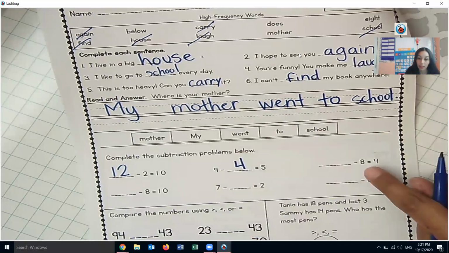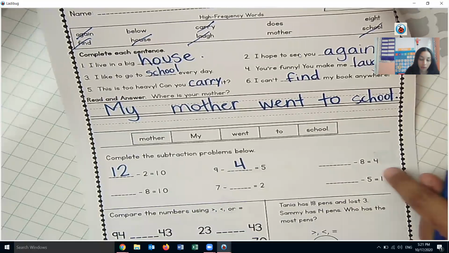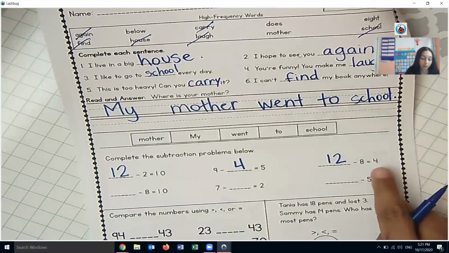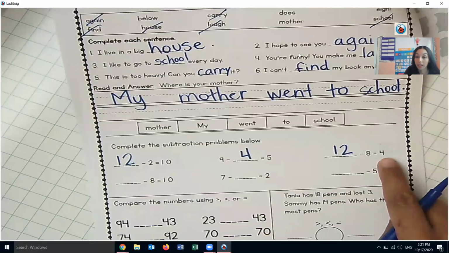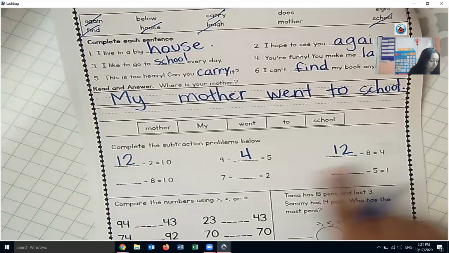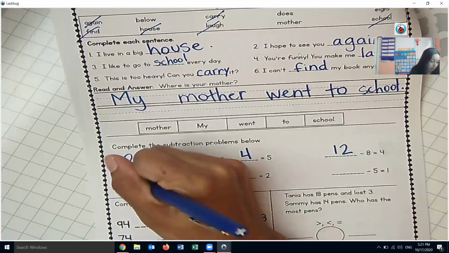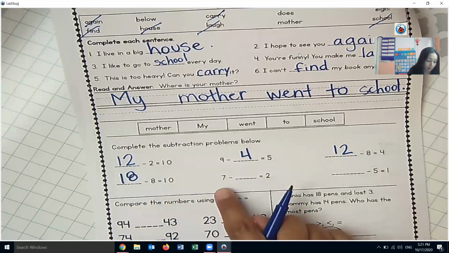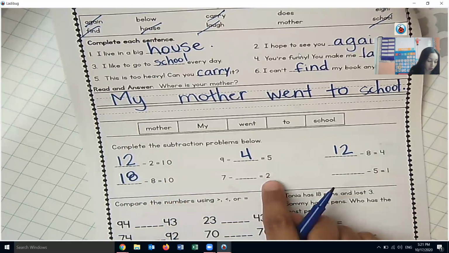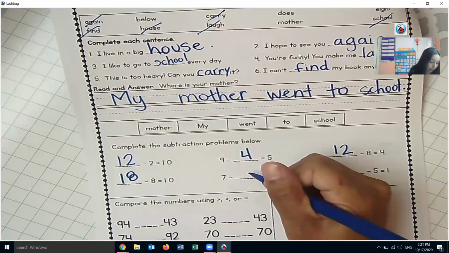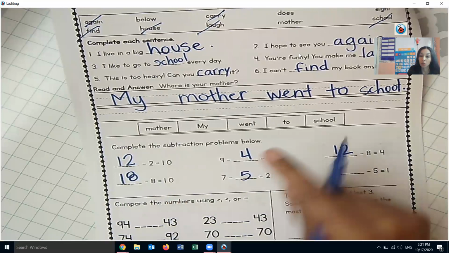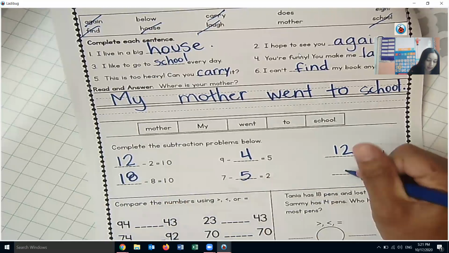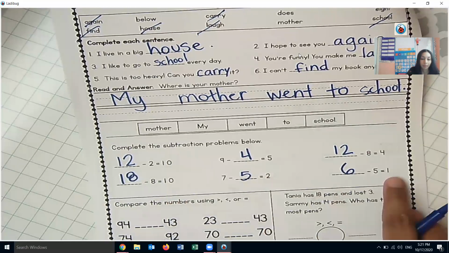So here the number is at the end. So I'm going to add these 2 numbers. 8 plus 4 is 12. So 12 minus 8 is 4. Kind of thinking about this as like a fact family. 8 plus 10 is 18. So 18 minus 8 gives us 10. Here we have 7 minus something is 2. So if I go 7 minus 2, that gives me 5. 7 minus 5 is 2 also. And then lastly, if I go 5 plus 1 is 6. 6 minus 5 is 1.